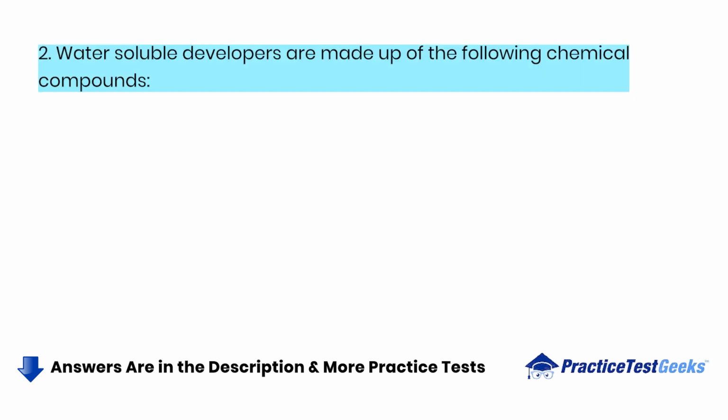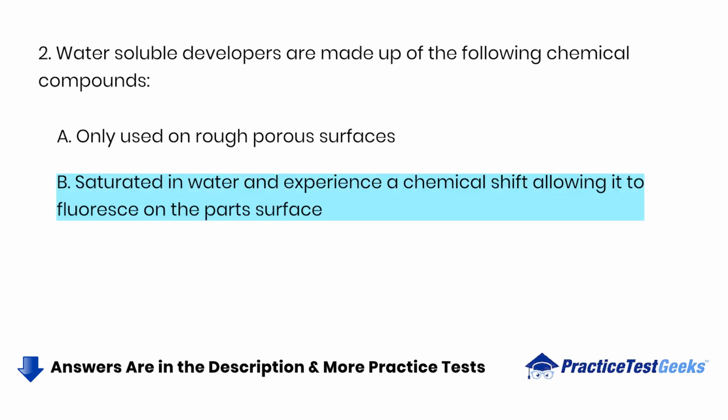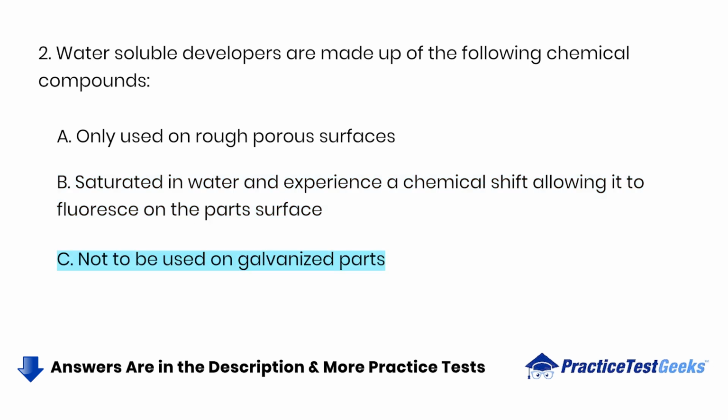Water-soluble developers are made up of the following chemical compounds. A. Only used on rough porous surfaces. B. Saturated in water and experience a chemical shift allowing it to fluoresce on the part's surface. C. Not to be used on galvanized parts. D. Dissolved in water.